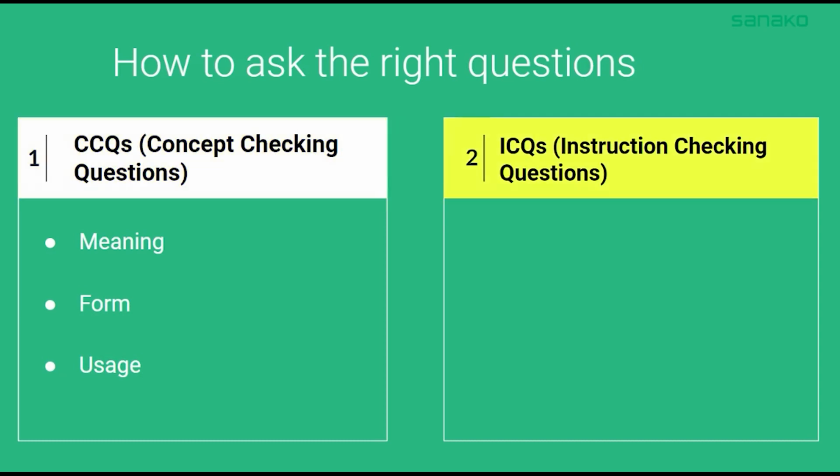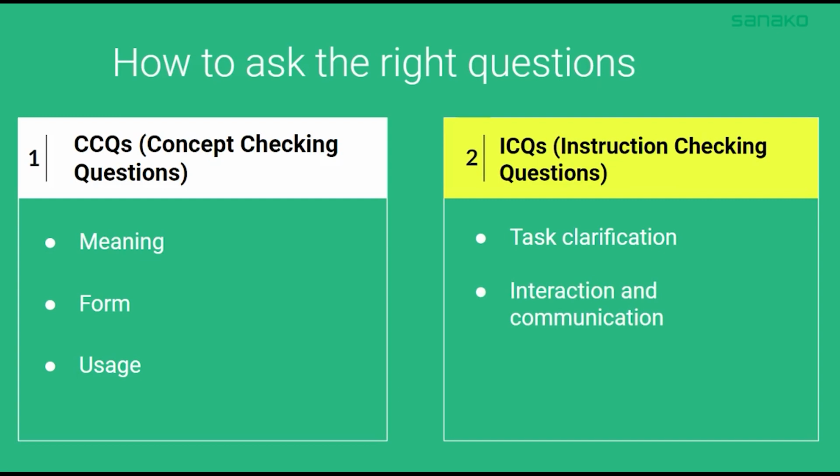With instruction checking questions, ICQs, task clarification ensures students have a clear understanding of the task or activity instructions by providing further explanation and addressing any confusion or uncertainties. With interaction and communication, we check students' comprehension of how they should engage and communicate with each other during the task, including their roles and expectations.